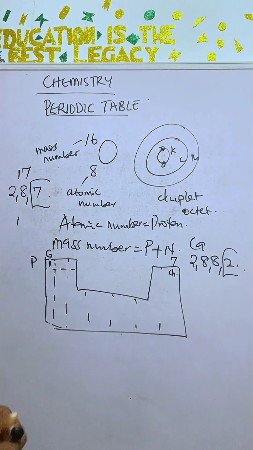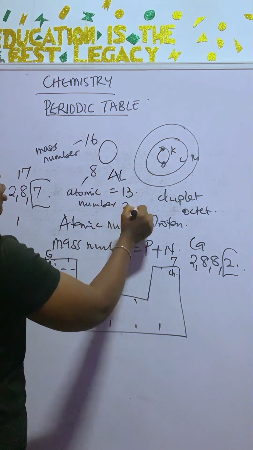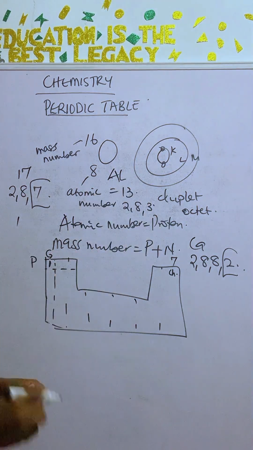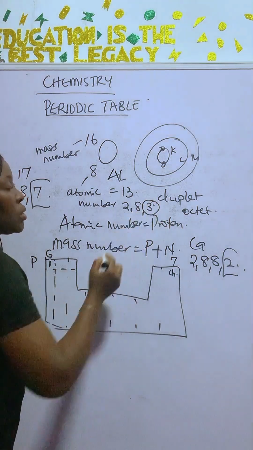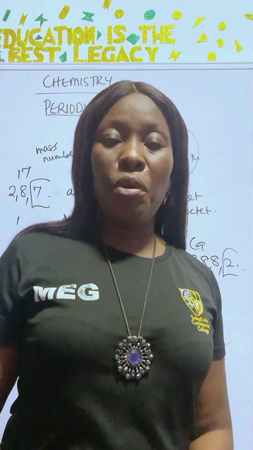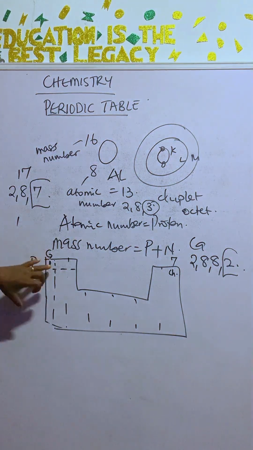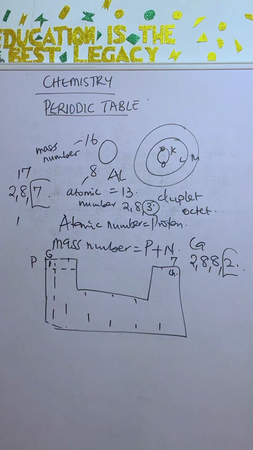Let's take aluminium. Aluminium is what? It's 13, which is 2, 8, 3. Now, if you look at the valence electron here, it's 3. So therefore, aluminium belongs to group 3 of the periodic table. Is it okay? Now, that is what will determine the various groups a particular element will belong to.